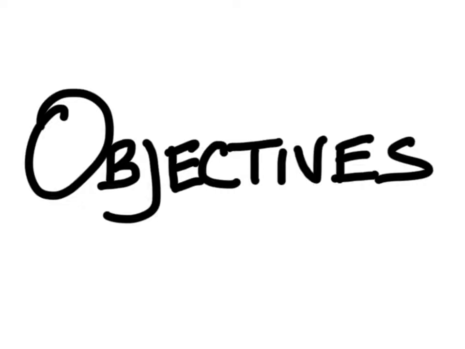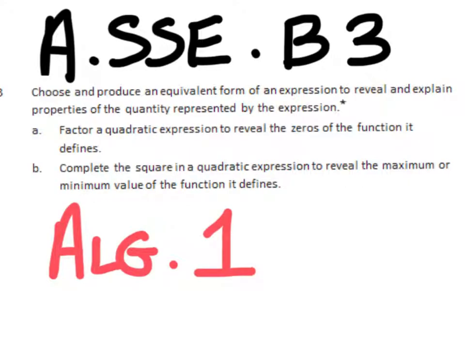The objectives for today. Choose and produce an equivalent form of an expression to reveal and explain properties of the quantity represented by the expression. Factor a quadratic expression to reveal the zeros of the function it defines. And we have done this. But now we are going to complete the square in a quadratic expression to reveal the maximum or minimum value of the function it defines.